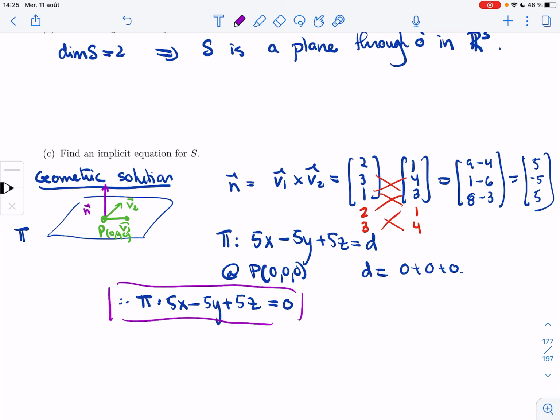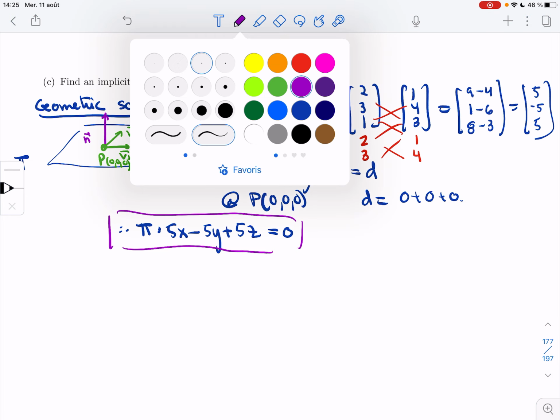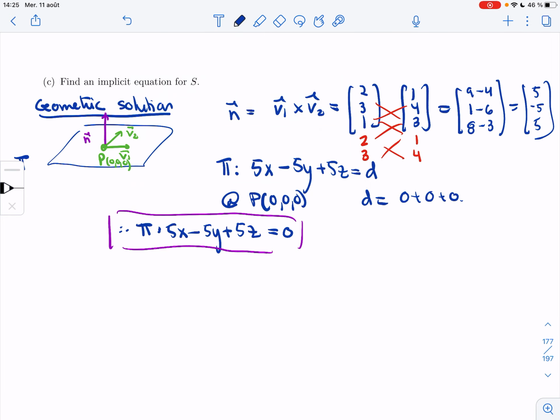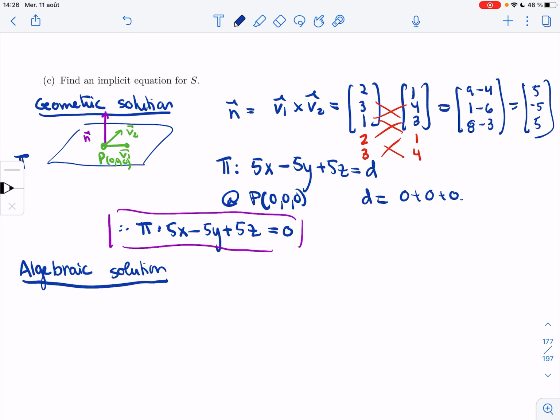This solution requires the cross product, which only exists in R3, and so because of this, I won't be able to use a similar solution in Rn. So let's try to come up with an algebraic solution. So we know that we're looking for S, which is the span of V1, V2. When we learned about span, we learned a method to find conditions on x, y, and z, and in some sense that's what we want, right? We want conditions on x, y, and z, so I'm going to follow that method.